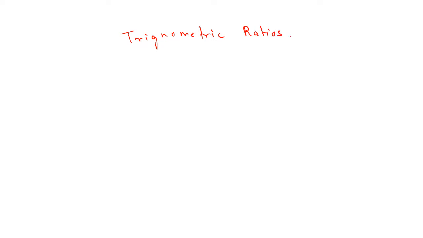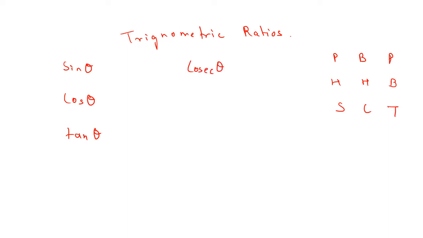I have a very interesting trick to remember it, which is Pandit Badri Prasad Har Har Bole. And here you will write down SCT. Just write down sine theta, then cos theta, then tan theta, and the opposite of them, which are cosec theta, sec theta, and cot theta.